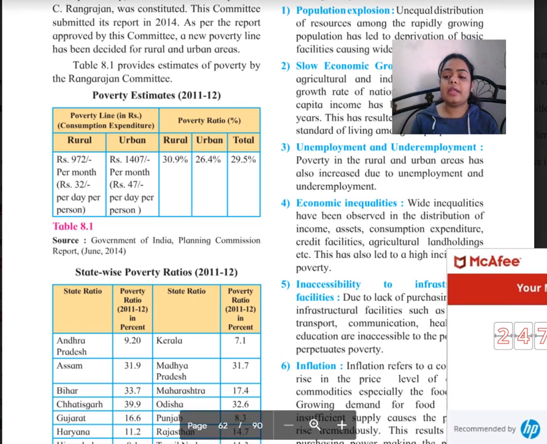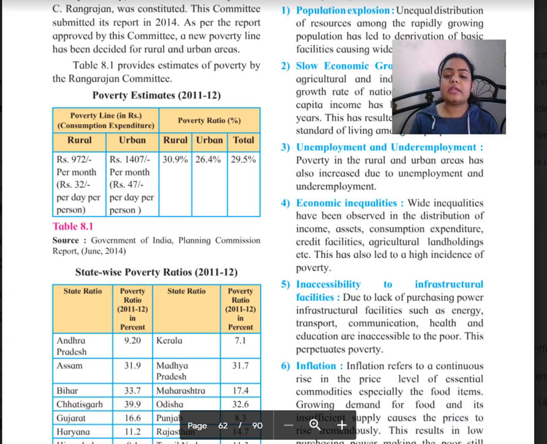Then, next we have economic inequalities. Wide inequalities have been observed in the distribution of income, assets, consumption, expenditure, credit facilities, agricultural land holdings, etc. This has led to a high incidence of poverty.